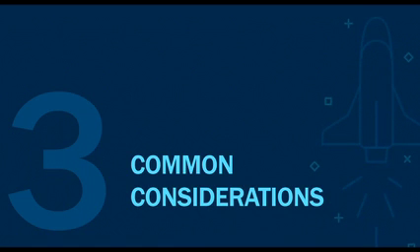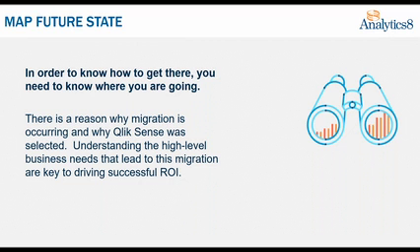So now we're going to talk about some common considerations in regards to this project approach. The first part of our project is mapping out the future state. As I said, we need to know where we're going in order to understand how to get there. At any time you're doing a migration, there's typically a reason or an underlying need that is the impetus for you to migrate to that new environment. So that's the key thing that needs to be understood when we're mapping out that future state.